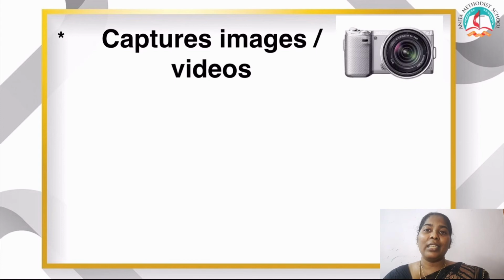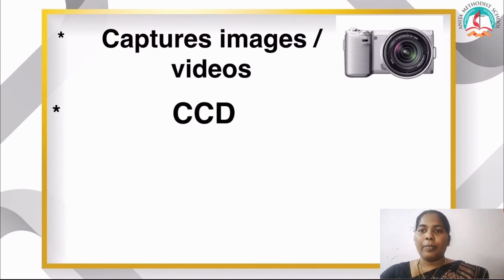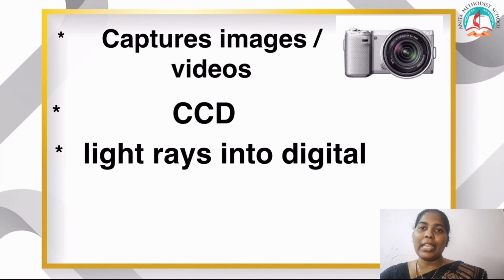That is CCD. What is CCD? Yes, charge coupled device. It's an electronic chip. So when the chip detects the light through the lens, it will convert the data into digital format. So the light rays are converted into digital format using the digital camera.